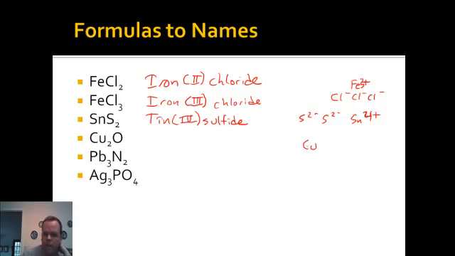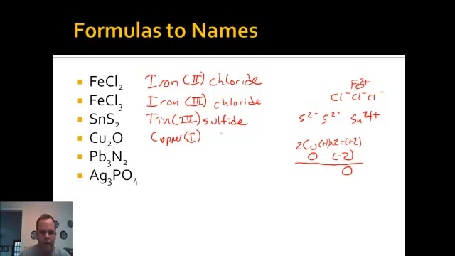Cu2O. Now this is an easy one to make a mistake on. You have 2 Cus, 1 O. So this kind of chart sometimes helps a lot. I know oxygen's -2. I know the total is 0, so the total here must be +2. There are 2 of them, so each one must be +1. So copper 1 oxide.